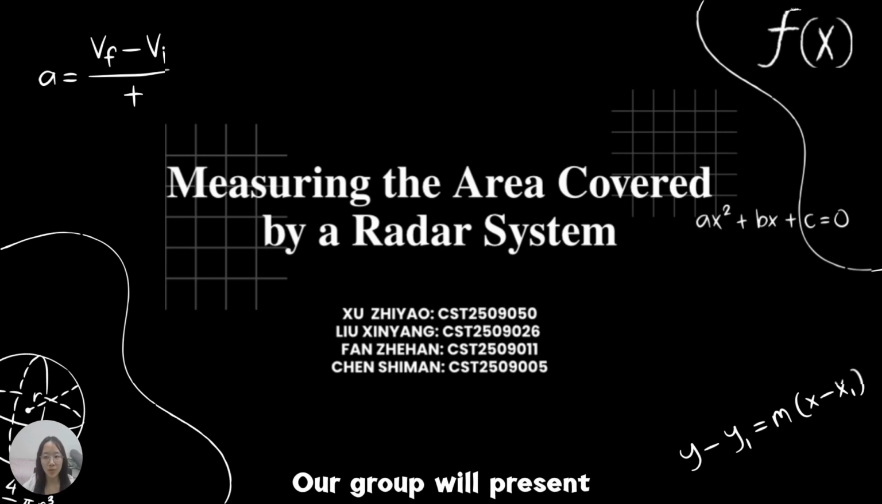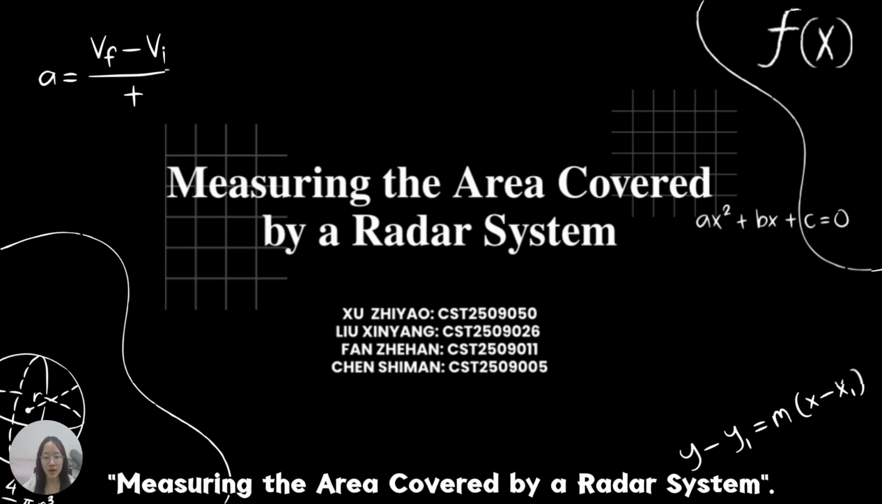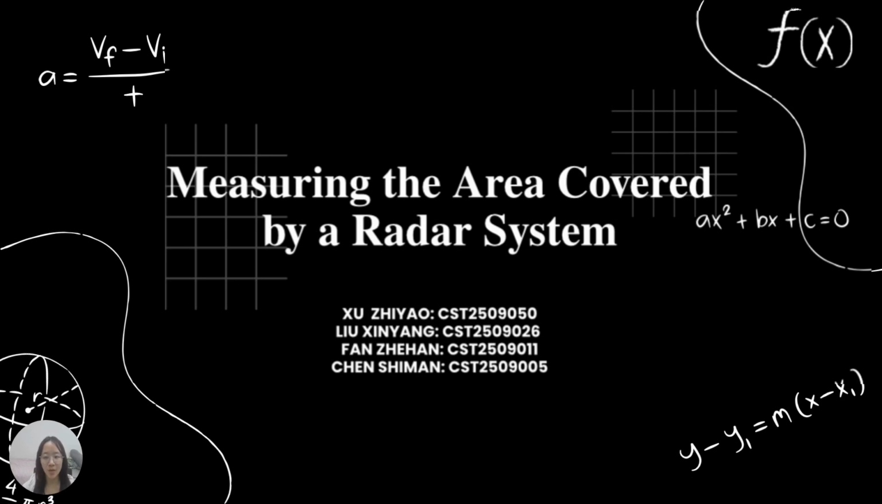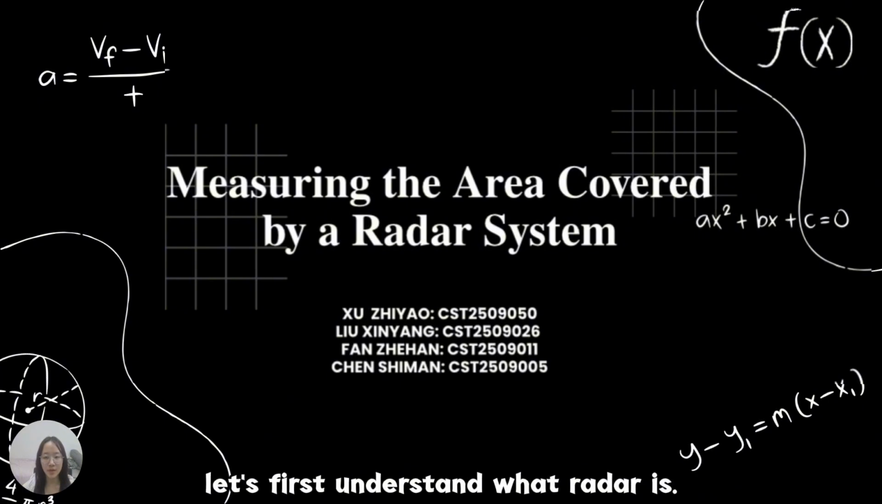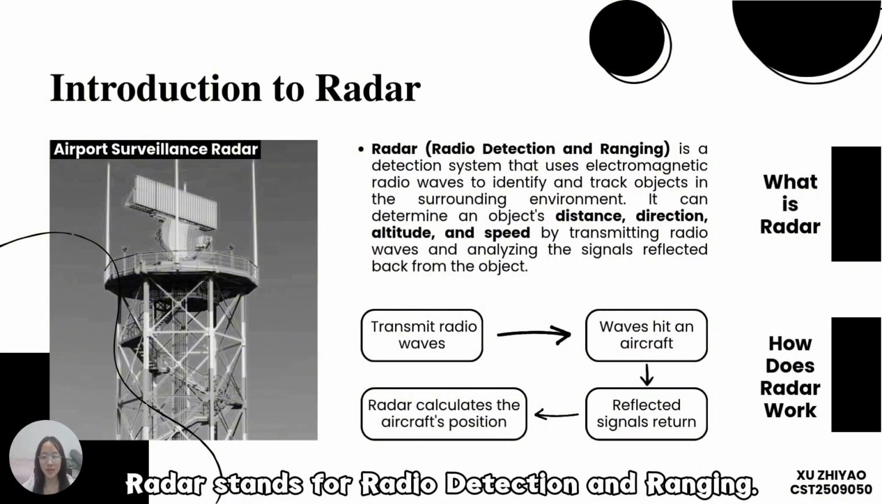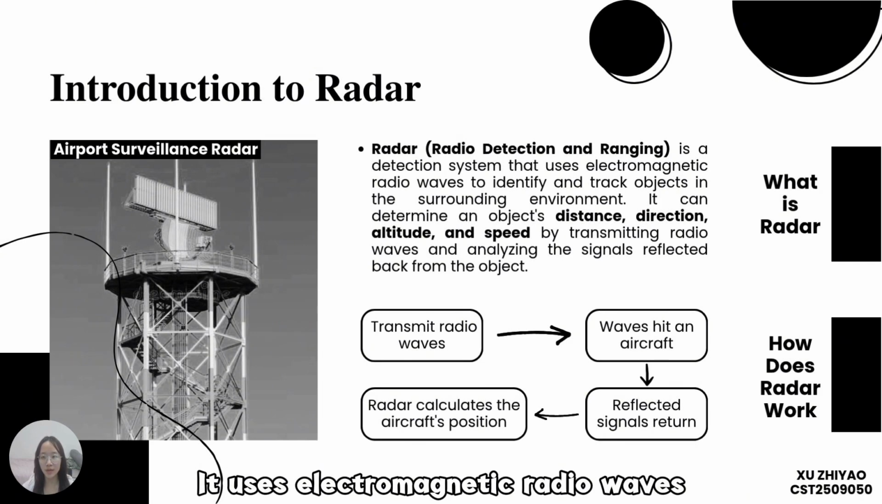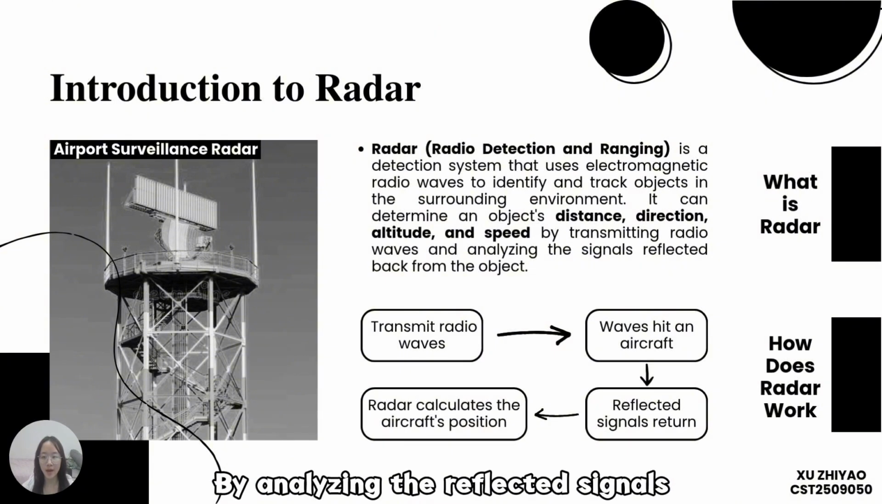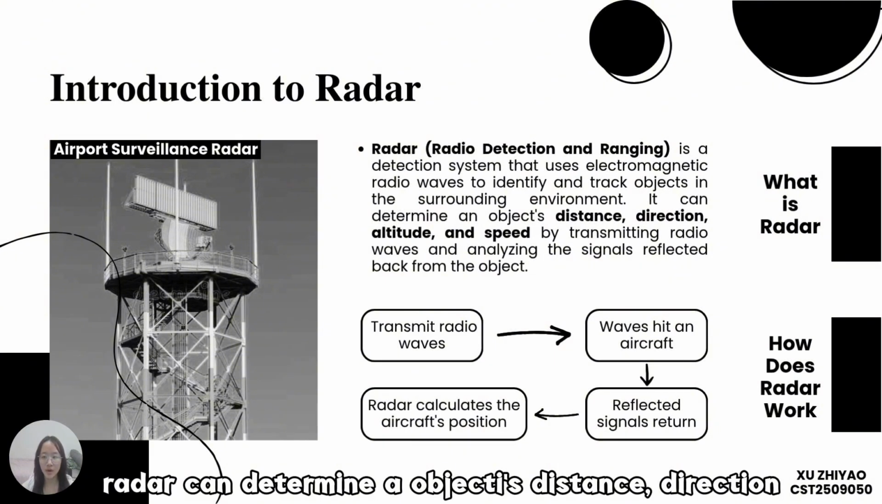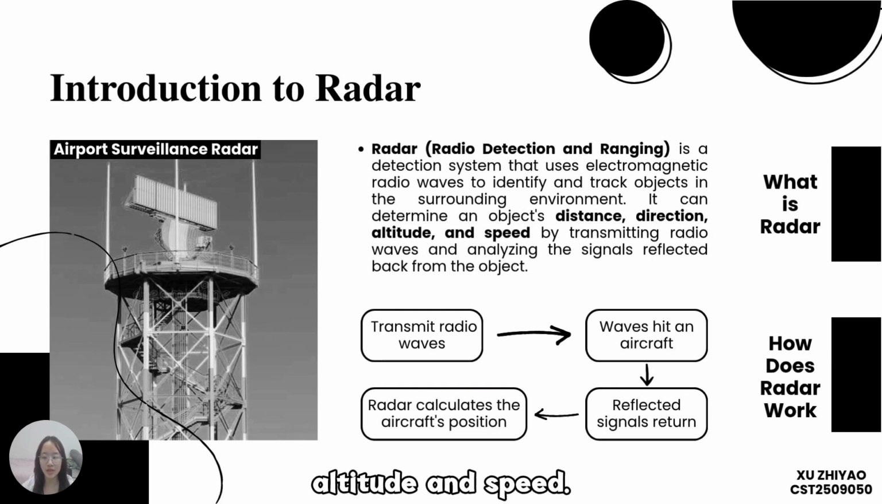Our group will present measuring the area covered by a radar system. Before discussing the mathematical model, let's first understand what radar is. Radar stands for radio detection and ranging. It uses electromagnetic radio waves to detect and track objects. By analyzing the reflected signals, radar can determine an object's distance, direction, altitude, and speed.